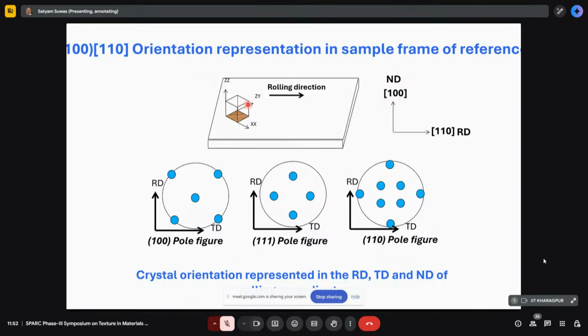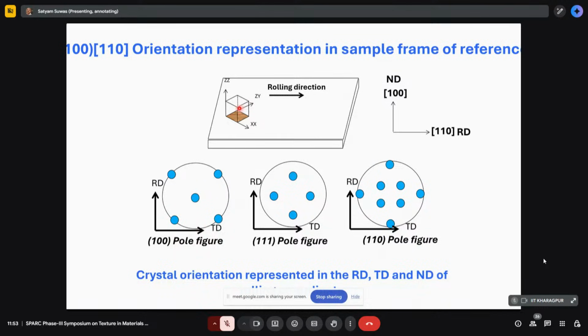So if you project this on the 100 pole figure, you will have this disposition of points where RD is here. RD is along 110. This is the 110 direction, and you will see that this normal is 001. So you can project this orientation in three ways or multiple ways. Here three important pole figures are shown.